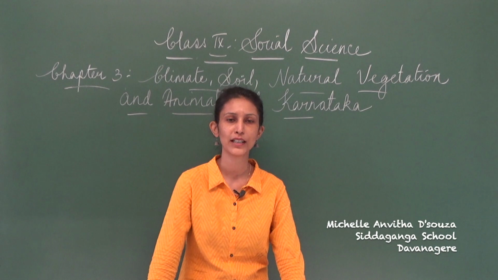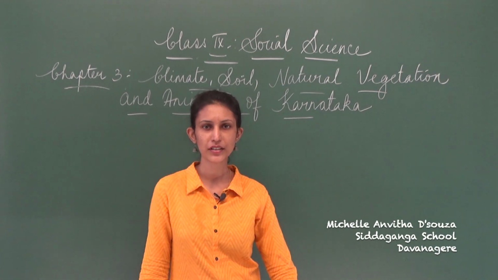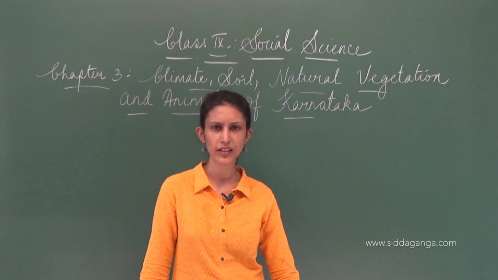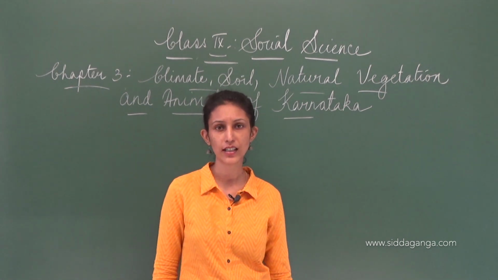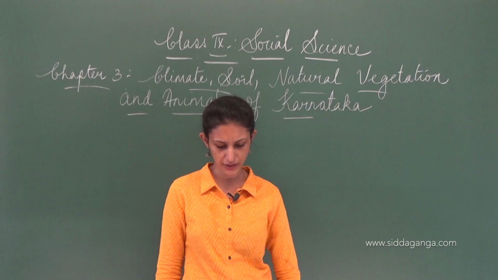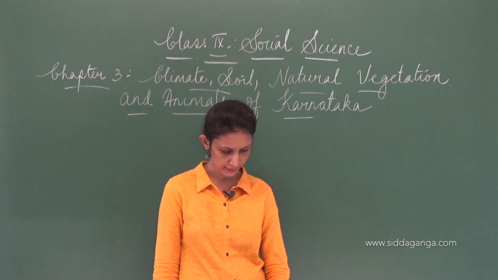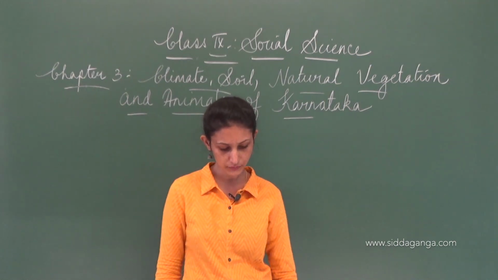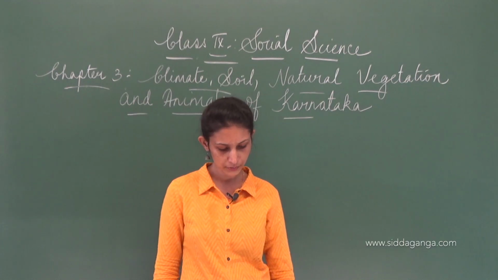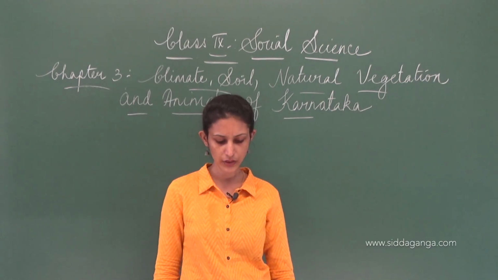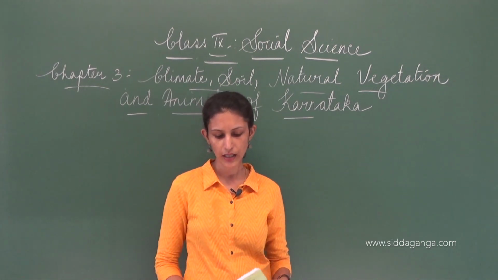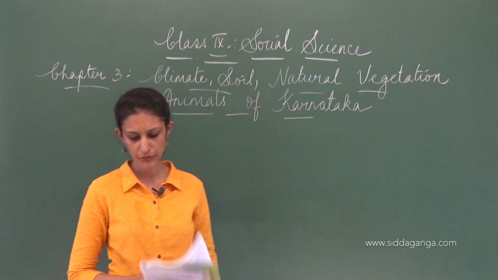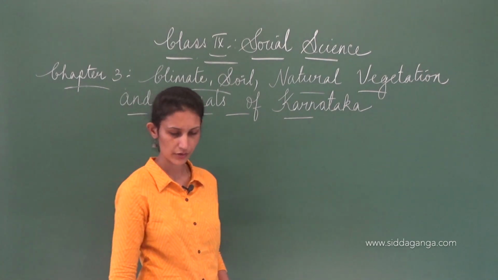Hello students, welcome back to your social science class. We are going to continue the lesson: climate, soil, natural vegetation and animals of Karnataka. We have discussed climate. We discussed two kinds of soils, that is red soil and black soil. We are going to discuss the next two kinds of soil, that's laterite and coastal alluvial, and then we will move into natural vegetation. All right.